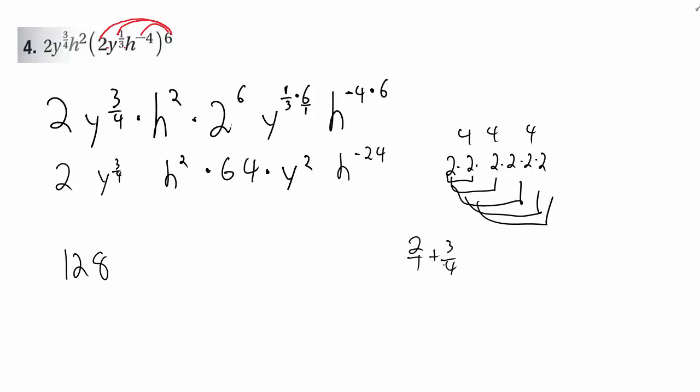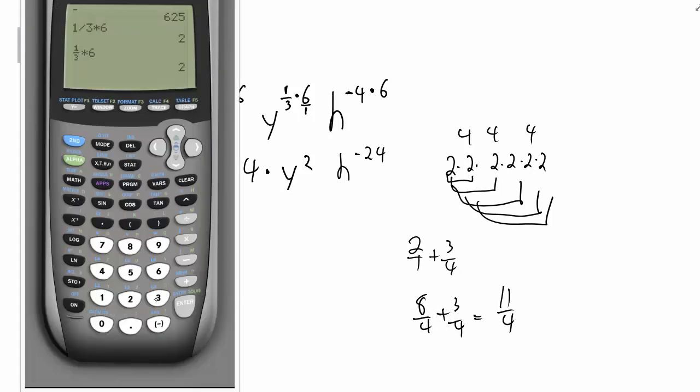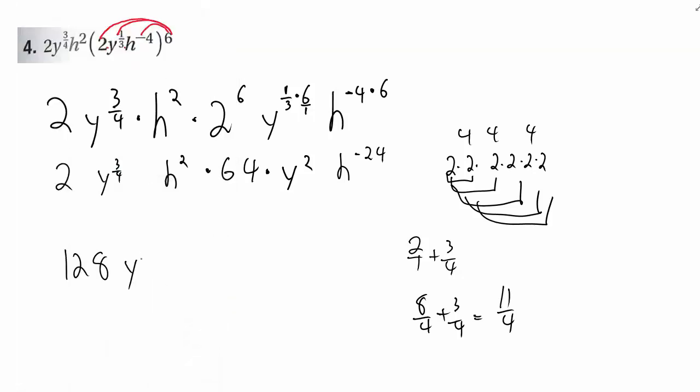Again, this is something I can do in my calculator, or I can use common denominators. I get 11 fourths if I use common denominators. In your calculator, you can do 2 over 1 plus 3 over 4. And yeah, it gives you a decimal, but to convert it to a fraction, math enter. So either way, you get 11 fourths. So the y is to the 11 fourths power.